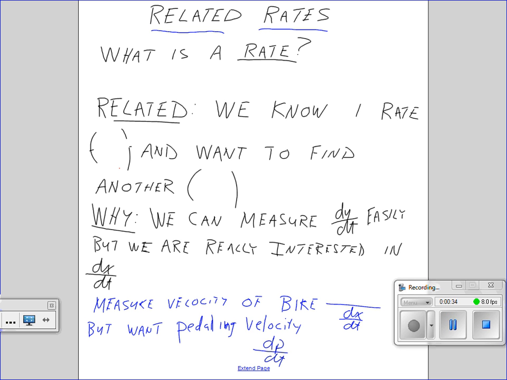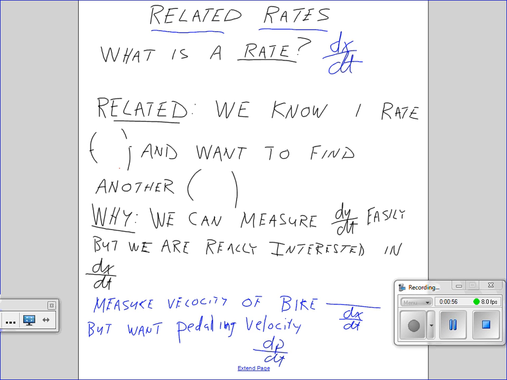So first of all, what is a rate? In our context here, a rate is typically a function of time, like dx dt. A derivative of a function x with respect to time would be a rate. Well, what does related mean?